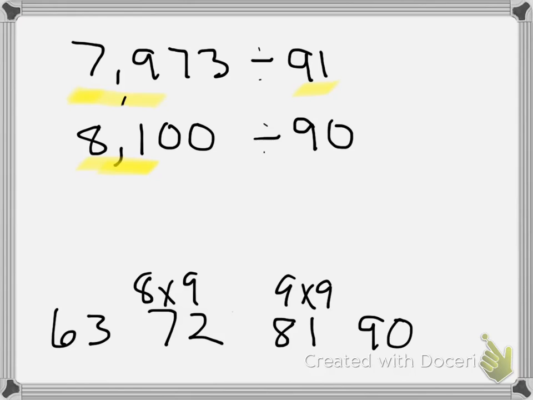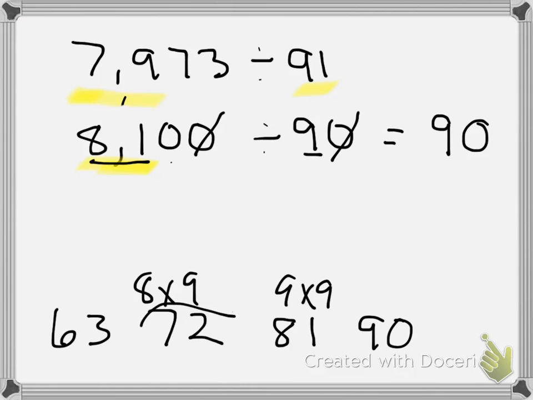So 8,100 divided by 90. I can cross off a 0, and then I have 81 divided by 9, which is 9, and then I have an extra 0. So 8,100 divided by 90 is 90. That's my high estimate. Now I need to do my low estimate.